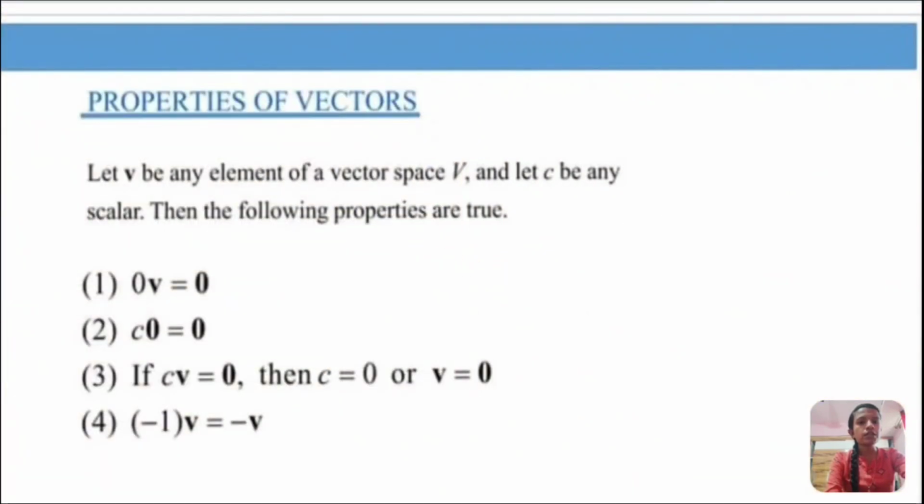Properties of vectors. Let v be any element of vector space and let c be any scalar. Then the following properties are true. 0v equals 0, c0 equals 0. If cv equals 0, then c equals 0 or v equals 0. Minus 1 of v equals minus v.